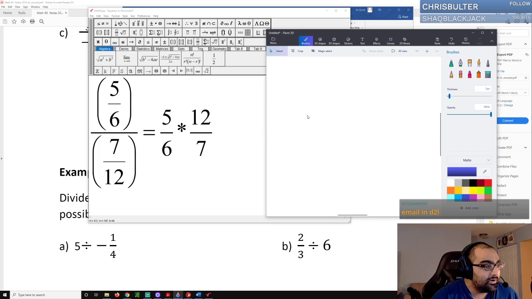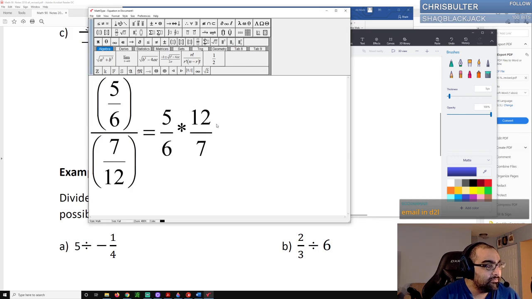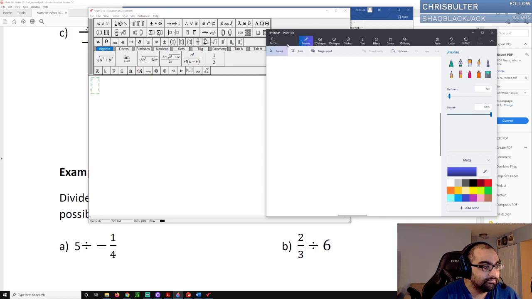All right, let's look at this next one here. Next will be 2/3 divided by 6. So let's do 2/3 divided by 6. All right, so what's the key here in this problem? The key is to rewrite 6 once again. So can anybody tell me, how can I rewrite 6 again?